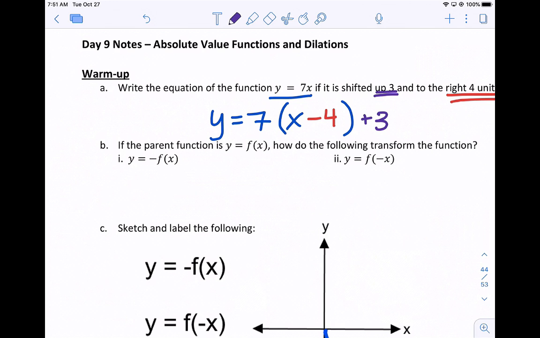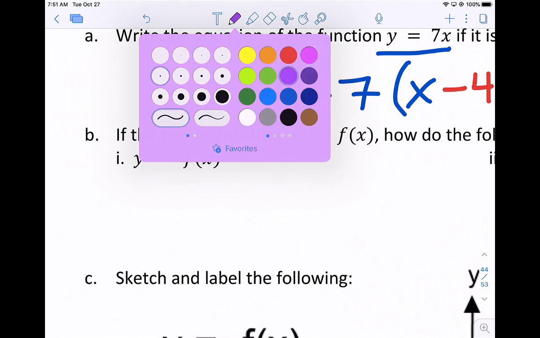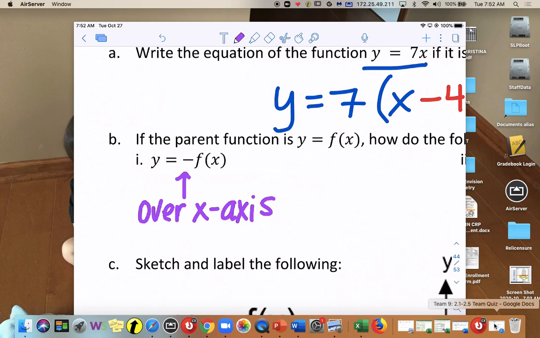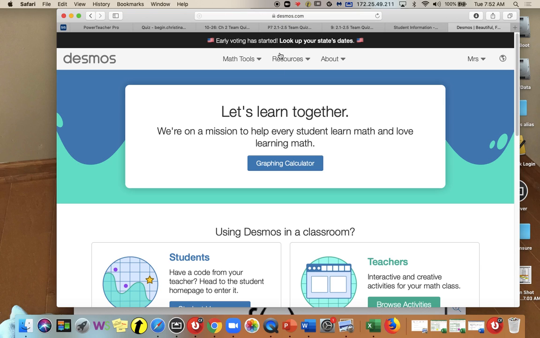B, if the parent function is y equals f of x, how do the following transform the function? So we have y equals negative f of x, where the negative is on the outside of the function. So if it's on the outside of the function, that's a reflection over the x-axis. Now, if you were unsure, you could pull up Desmos and just type in a parent function. So I'll show you what to do if you forget these reflections.